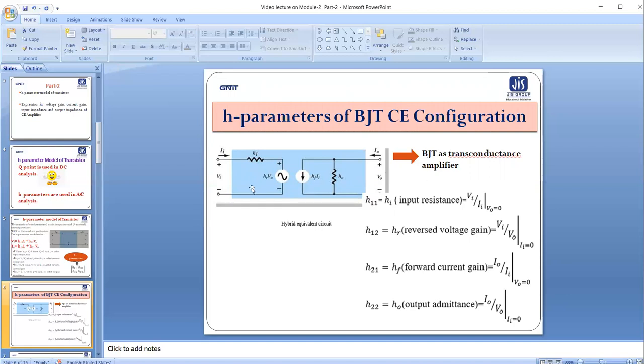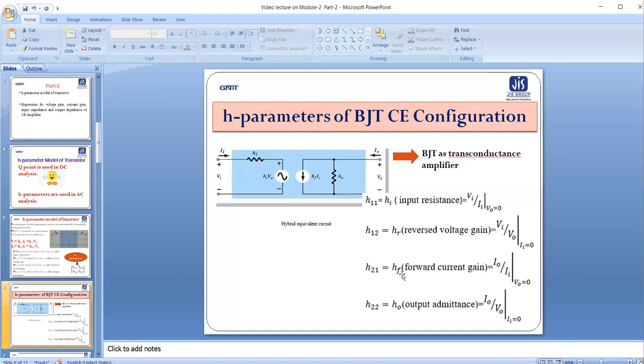And if we carefully look, the input voltage will produce an output current. It is a BJT transconductance amplifier. So h11 is represented as hi, input resistance, Vi by Ii, when Vo equals 0. h12 equals hr, reverse voltage gain. It is equal to Vi by Vo when Ii equals 0.